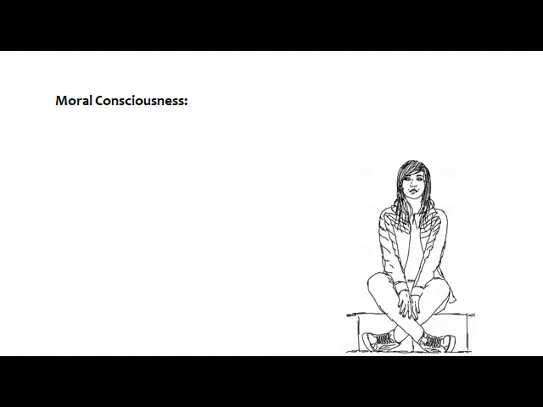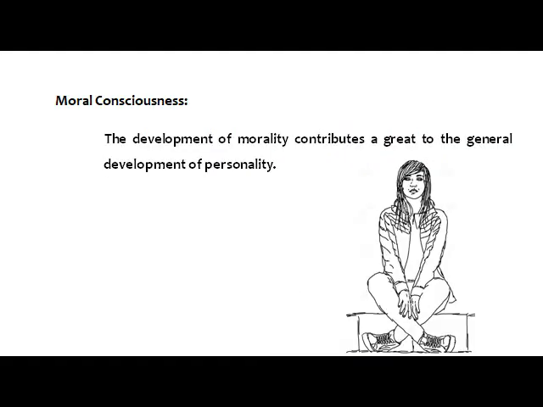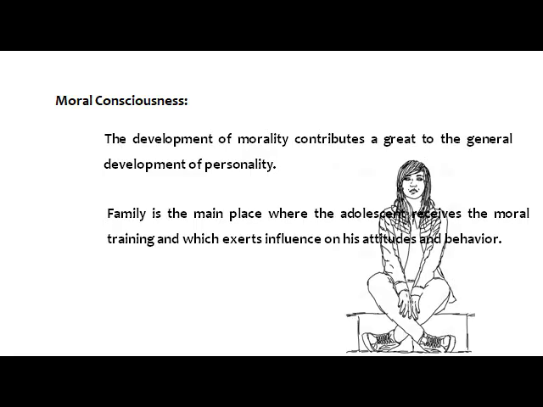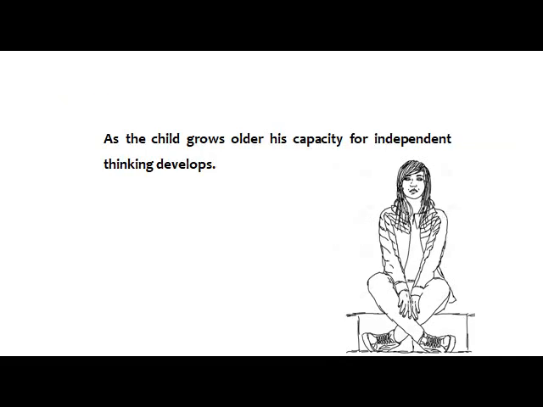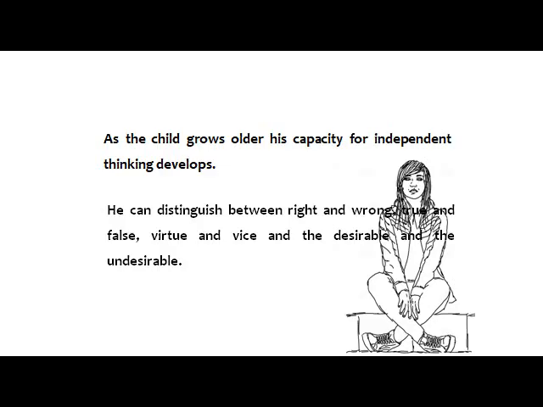Moral consciousness. The development of morality contributes a great deal to the general development of personality. Family is the main place where the adolescent receives the moral training and which exerts influence on his attitudes and behavior. As the child grows older, his capacity for independent thinking develops. He can distinguish between right and wrong, true and false, virtue and vice, and the desirable and the undesirable.